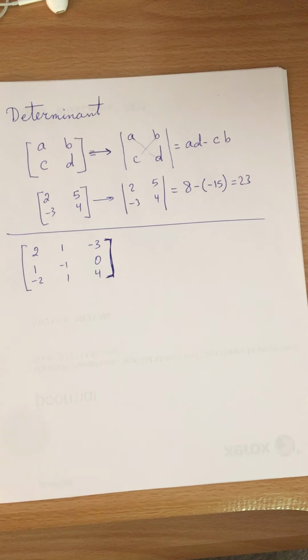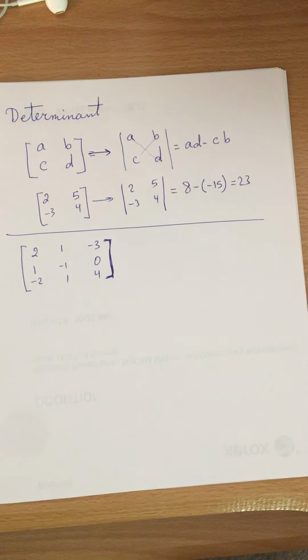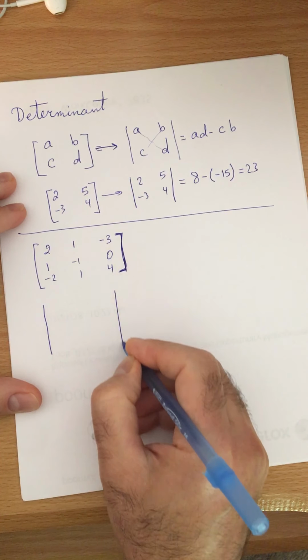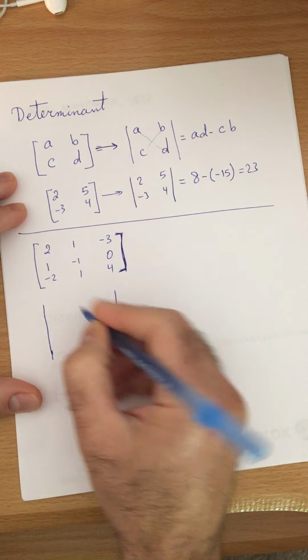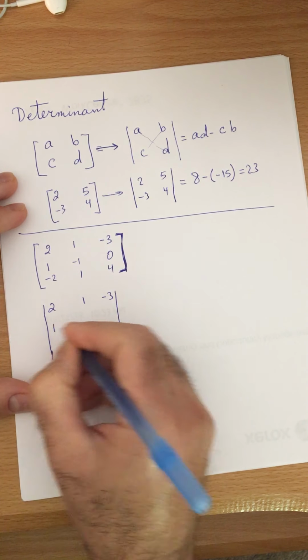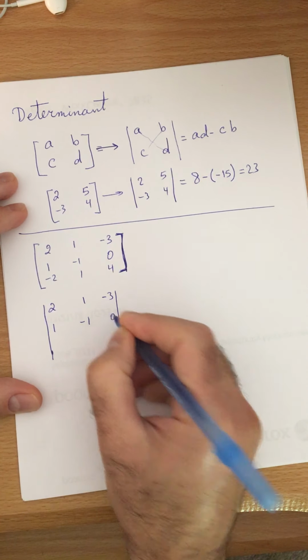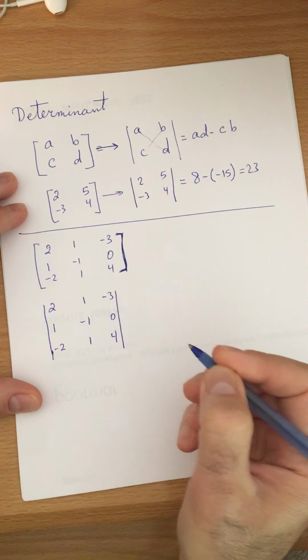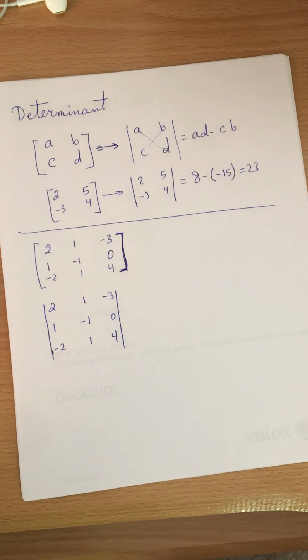Okay, so let's work on evaluating a 3 by 3 determinant. So here's a matrix given to us. How do we evaluate a 3 by 3 determinant? So we write the matrix without brackets. Now there are two different methods of evaluating a 3 by 3 determinant. I'm just going to show you the one that I think is the easier method.